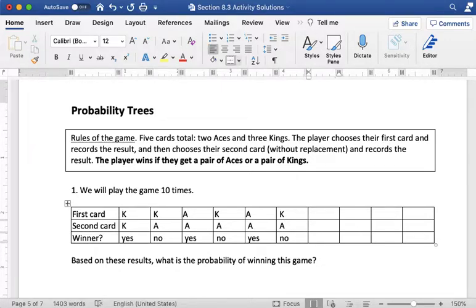On my 6th time, my 7th was ace king, and so that's a no. And then I got ace king again, so that would be a no. On number 9, I got king and king, so that's a yes. And I got king and ace on number 10, so that one was not a win.